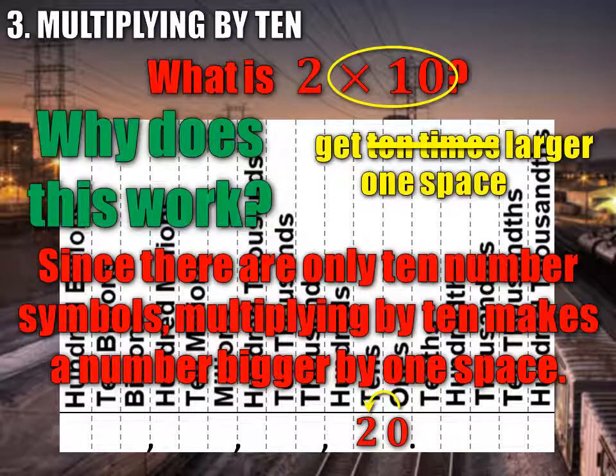So the real way to think about multiplying times 10 is to not think it gets 10 times larger, but rather to think it gets one space larger. We've moved it one space to make this number larger.